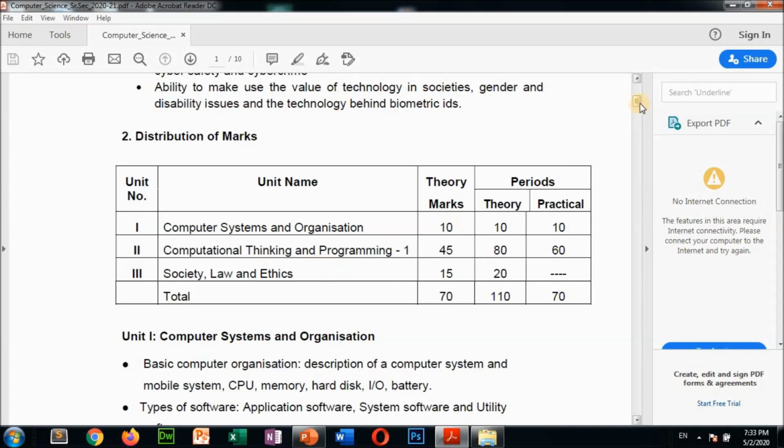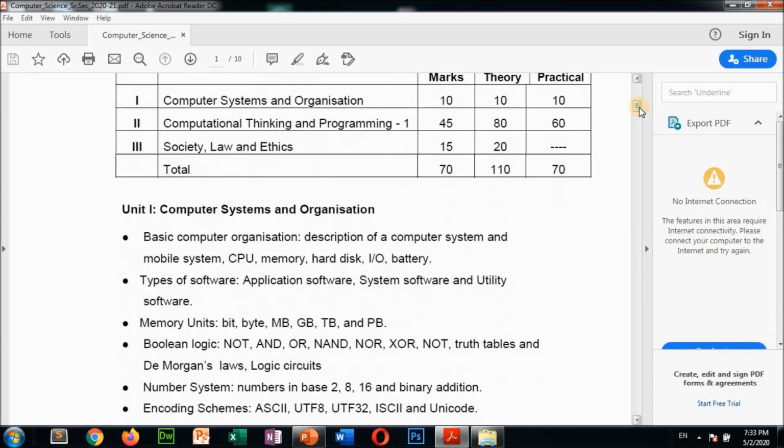Now from unit 1, computer system organization, we are going to discuss some topics in this video. We cannot cover all the topics in a single video, so we have to create different videos for you. I'm going to discuss the first 2 or 3 topics from your syllabus in this video. In the next videos, we will discuss other topics. So what to do? You have to understand from this video.